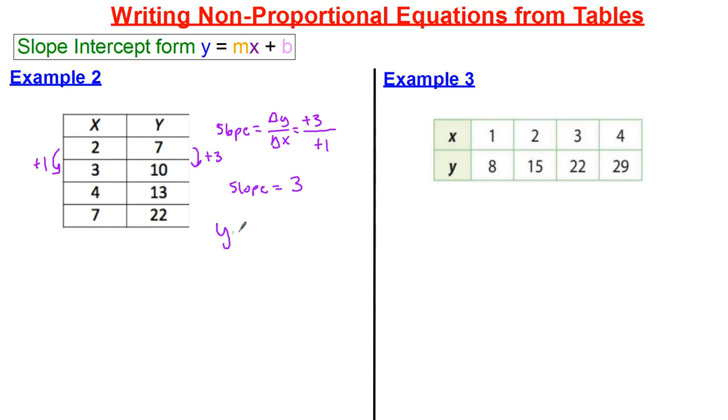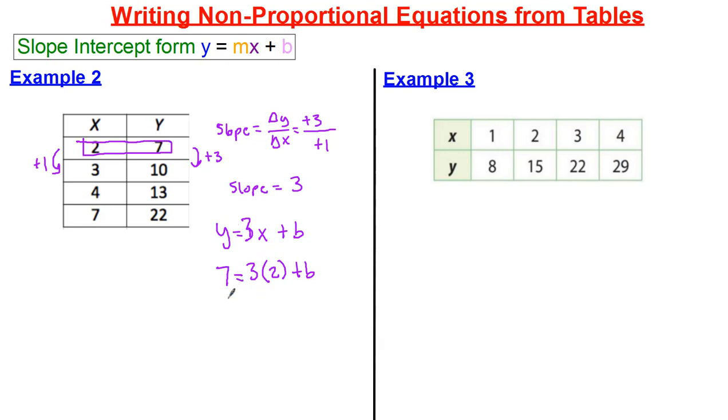Now, like I said, I don't have 0 here, so I'm going to actually use my algebra to plug in and figure out what that b value is. So far we have y equals 3x plus b. We don't know what b is, but we do have x and y values here. So all I'm going to do is plug in. I'm going to use this point right here. So y is equal to 7, and 3 times x, which is 2, plus b. All I did was replace x with 2 and y with 7.